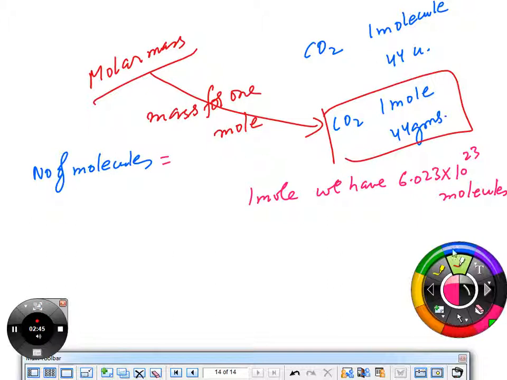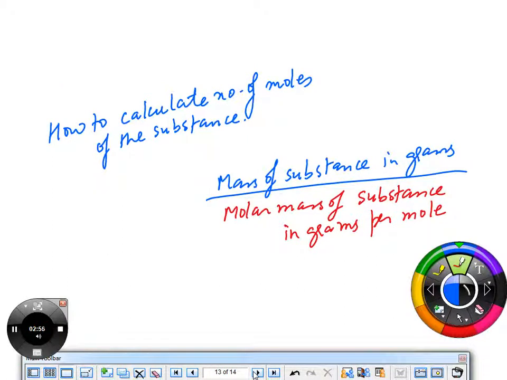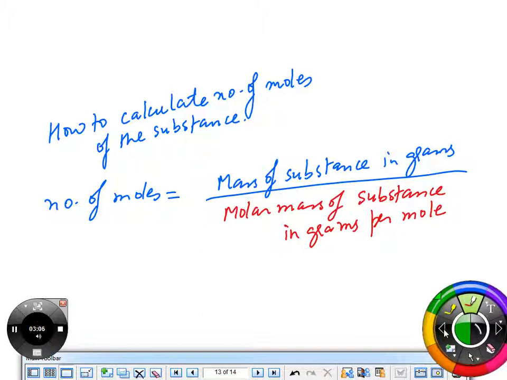So first of all, let us calculate number of moles. So number of moles is, this is how we calculate number of moles. See, we have learned that number of moles is mass of substance in grams given divided by molar mass of substance in grams per mole. This is how we calculate number of moles.